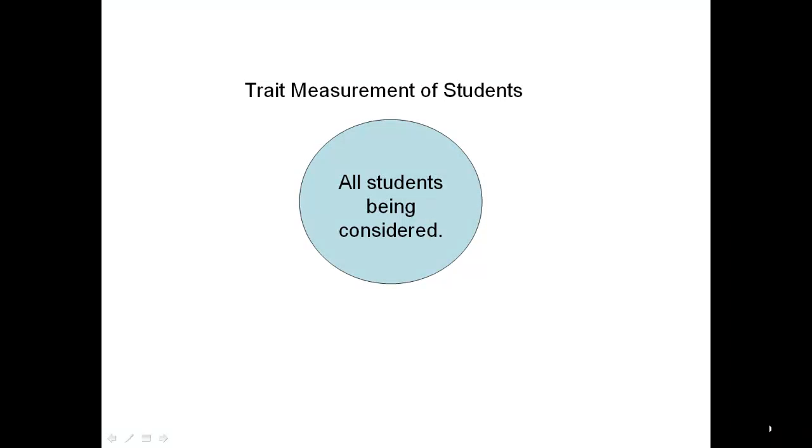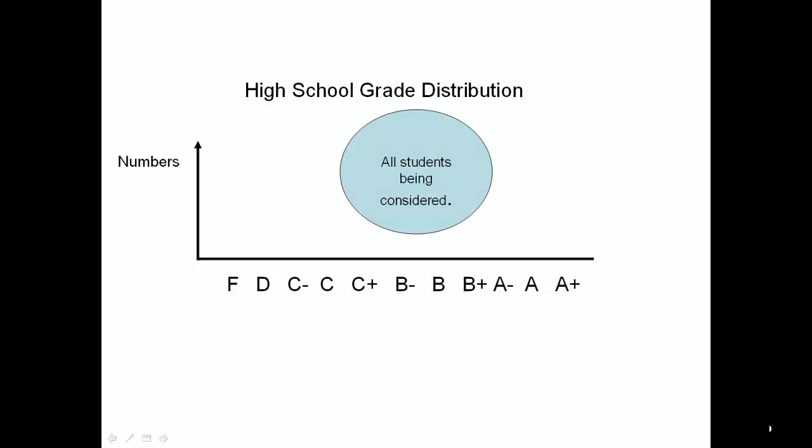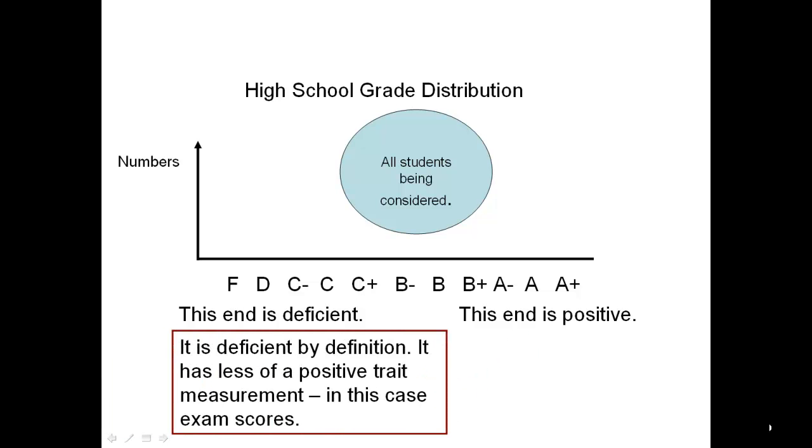This circle represents the whole group. Now let's take a common trait measurement, like their exam scores, and put some letter grades to them. This is a typical example of a trait scale. You have the good marks on the one end and then less and less of the good marks as you go to the left. The left side is deficient. It is deficient by definition. It has less of a positive trait measurement, in this case exam scores.